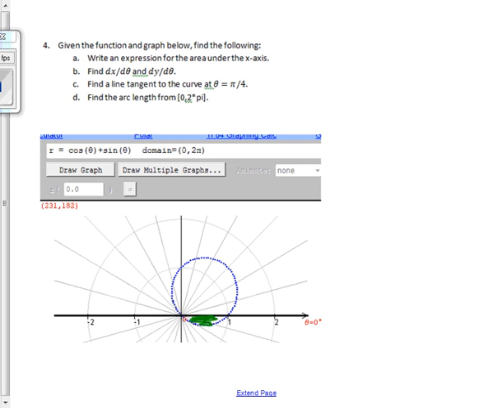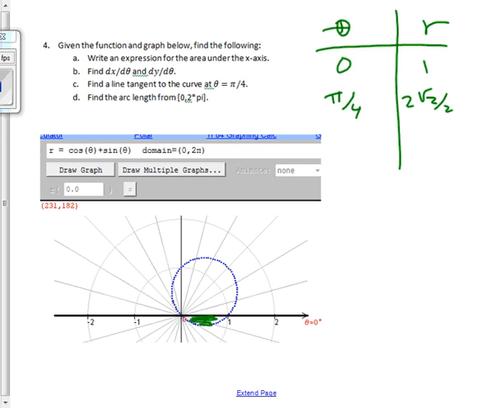So if we generate some theta and r values: when theta equals 0, r equals 1. When theta equals pi over 4, r is 2 root 2 over 2. At pi over 2, r equals 1. When theta equals 3 pi over 4, r is 0. And when theta equals pi, r is negative 1.